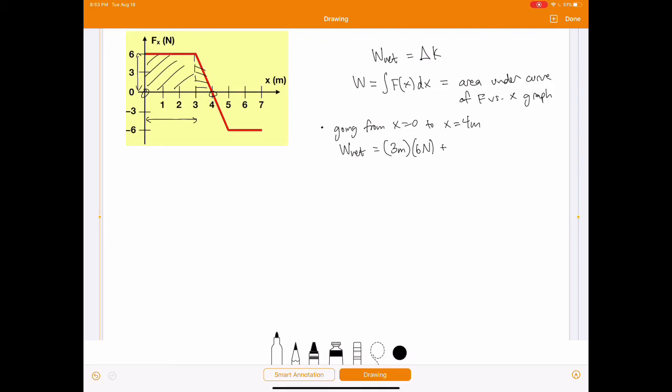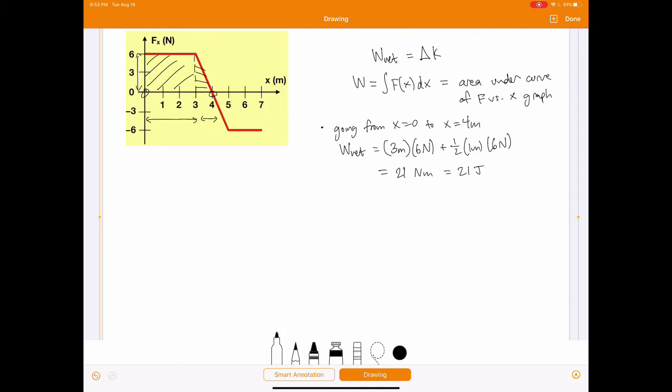And for the triangular area, that's 1/2 base times height. In this case, the base is just 1 meter. And the height is the same as before, 6 newtons. Okay? So basically what we have is 18 plus 3, which is 21 newtons times meters, or 21 joules. Okay, so we know the net work that's done going from x equals 0 to x equals 4.